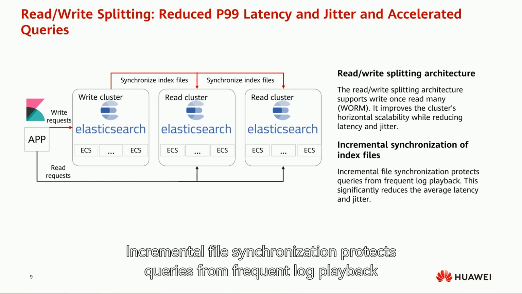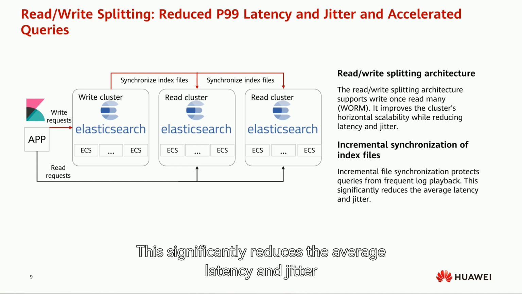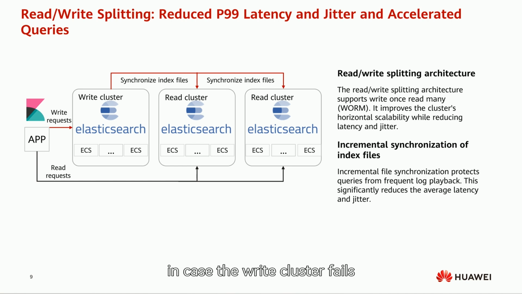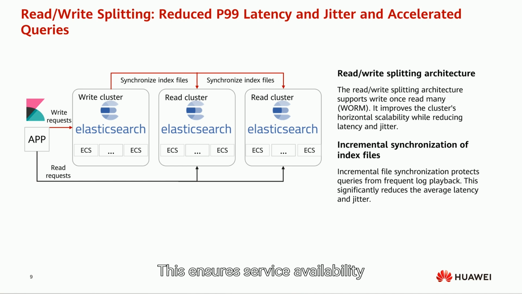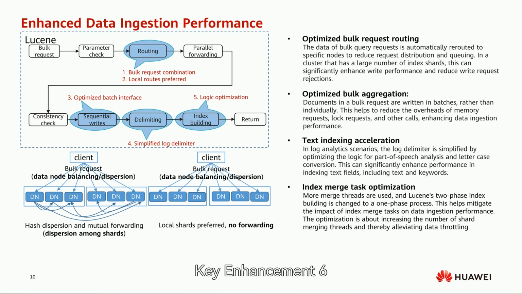Incremental file synchronization protects queries from frequent log playback. This significantly reduces the average latency and jitter. Furthermore, in case the write cluster fails, a RAID cluster can take over to handle write requests. This ensures service availability.